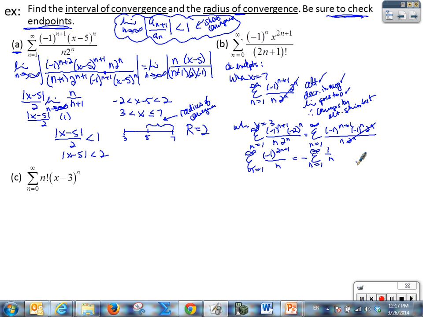All right. What is this kind of series? It's a p-series, right? A p-series with a p of 1. What happens with a p-series with a p of 1? Diverges. So this has a p of 1. This diverges by p-series. So this doesn't get an equal sign. So this is my interval of convergence.